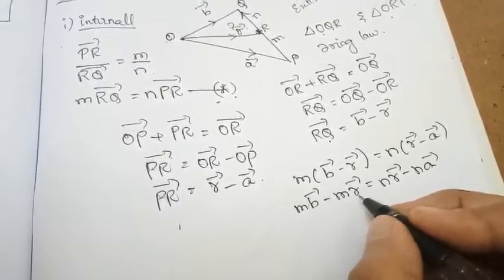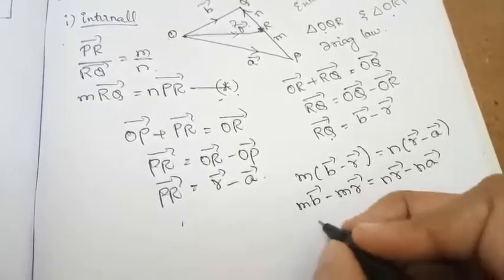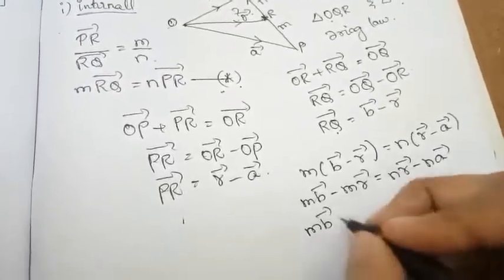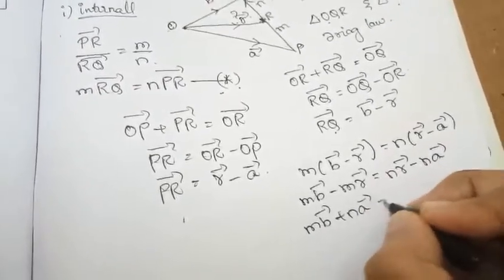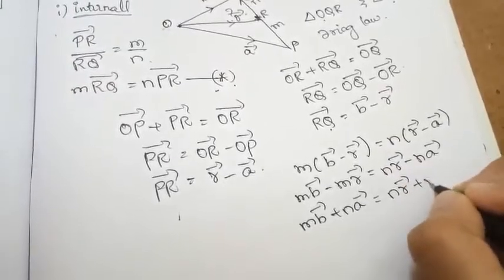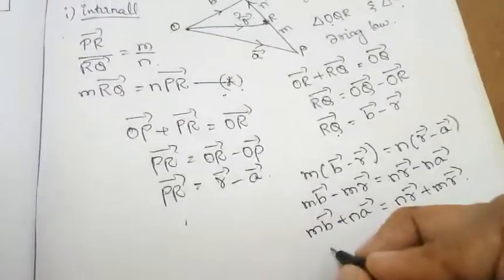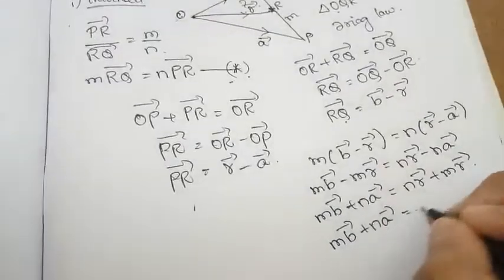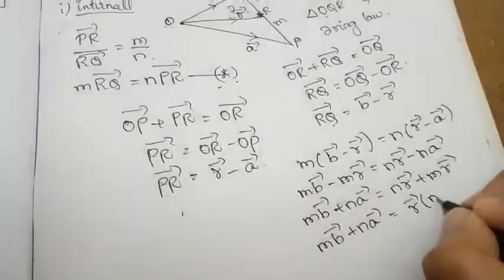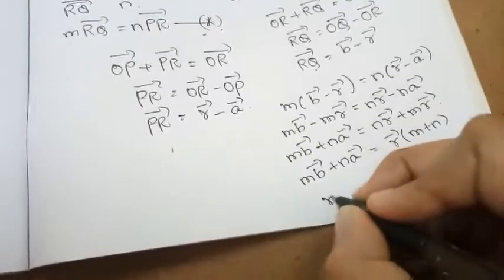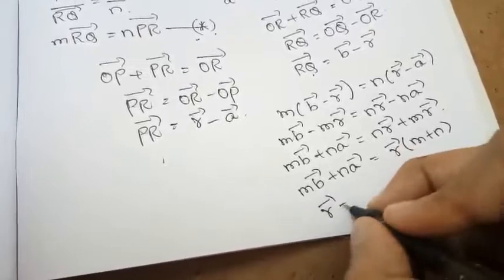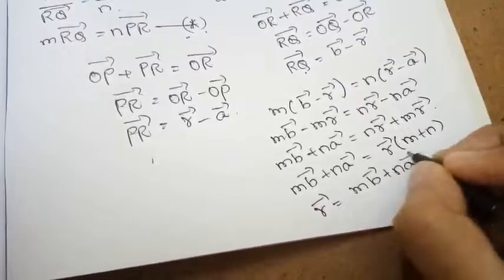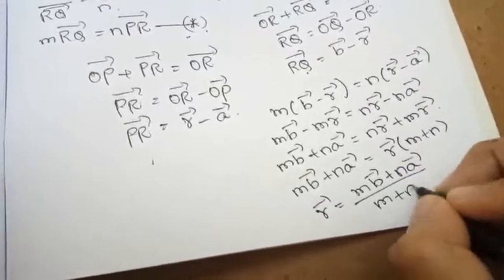Now I will collect the vector R components on one side and the rest on the other side. So M into vector B plus N into vector A is equal to N into vector R plus M into vector R. Taking R common, it becomes M plus N. Bringing this to the left side, vector R is equal to M into vector B plus N into vector A divided by M plus N.